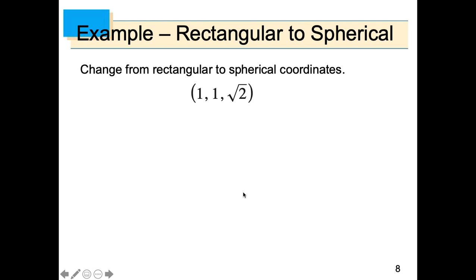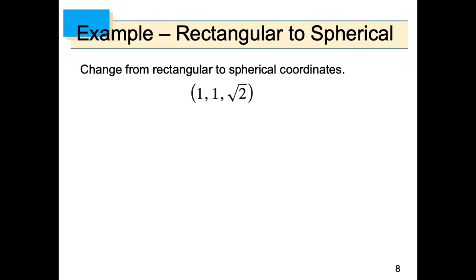So now let's go the other direction. Let's change from rectangular to spherical coordinates. In this particular problem, you might notice that the point given is familiar because it's the answer to the previous slide, obviously. So when converting back to spherical, we can probably predict what the answer is going to be. The best way to do this, though, is to actually follow the relationships that were given to you from previous slides.